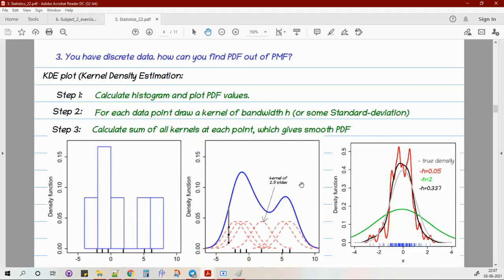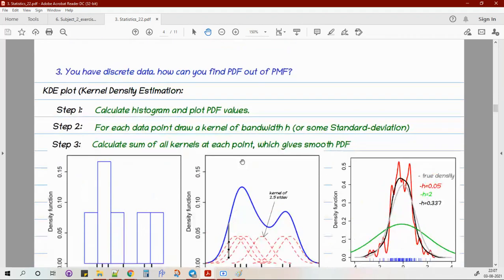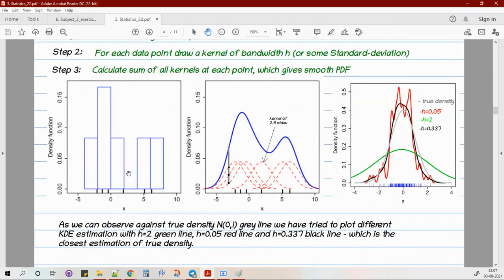Let's jump on to the next topic, which is nothing but the KDE plot, or you can say kernel density estimation. Mostly we would be having discrete data. The characteristics of a random variable can be continuous, like height or time taken by a user on the internet. It is a continuous random variable, but in reality we get discrete data on the number line.